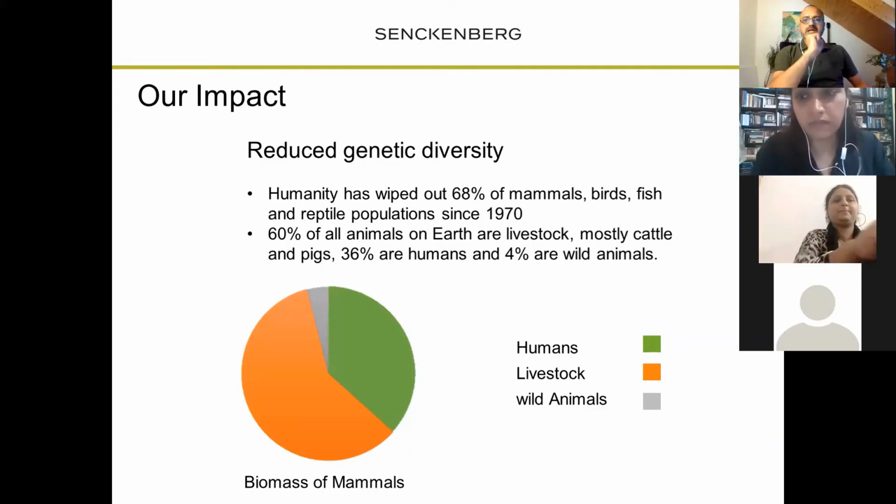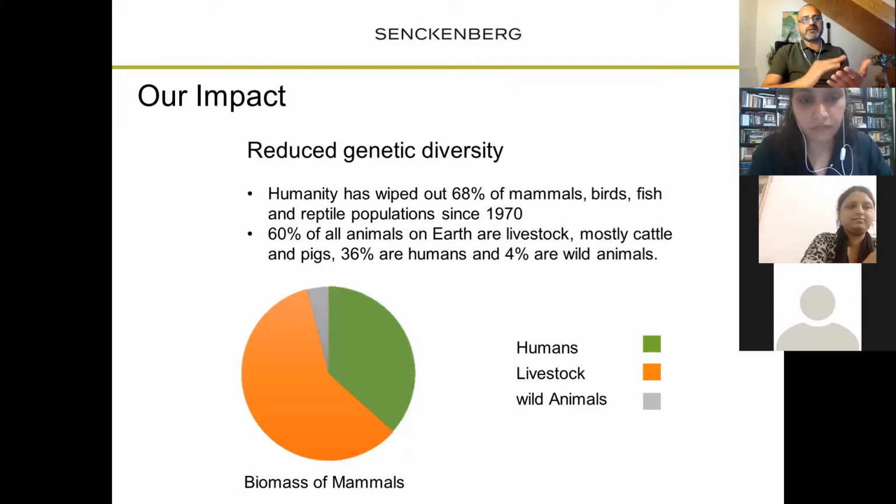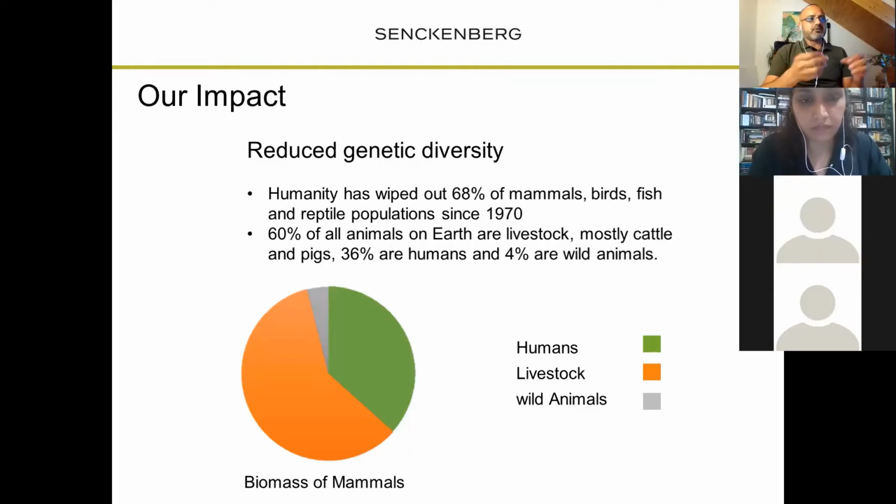And especially if we take this number here, since the 1970s, basically the peak of the industrial revolution, we have already wiped out about 68% of mammal, bird, and fish populations. I'm not talking about species that we do not have anymore, but we have the species and we destroyed their population.